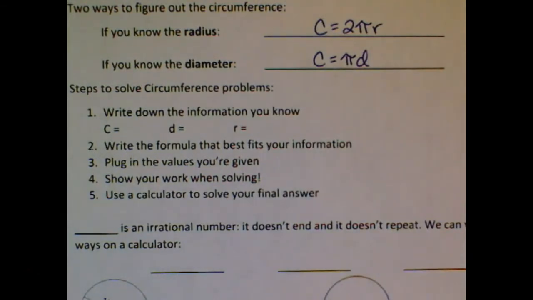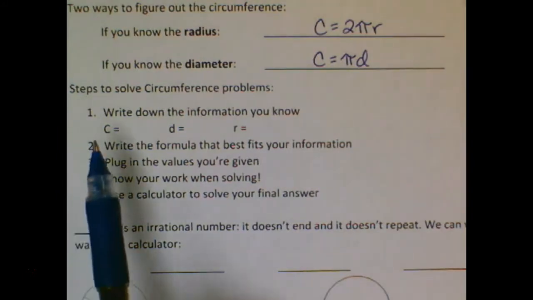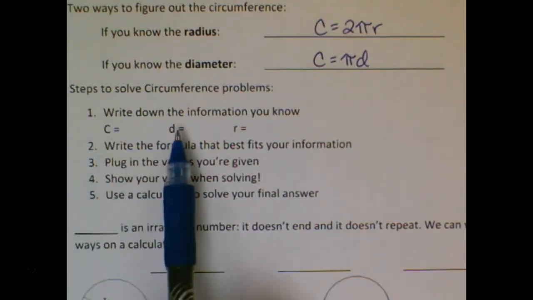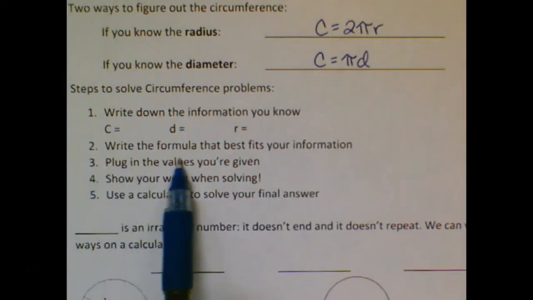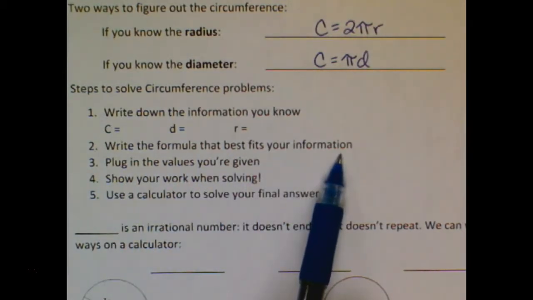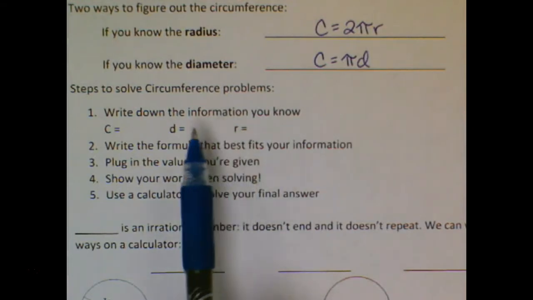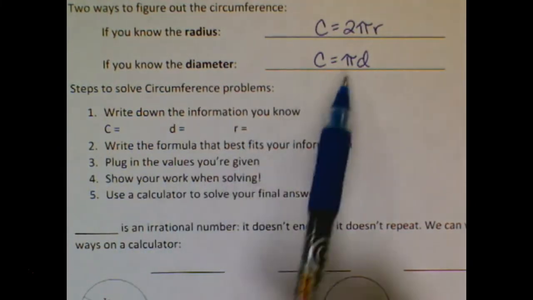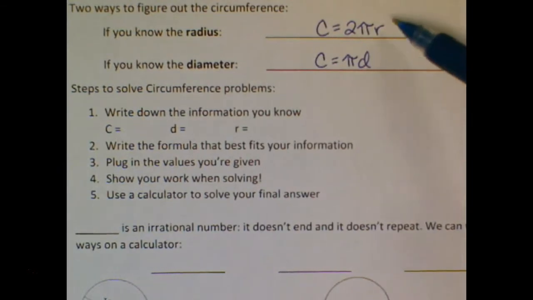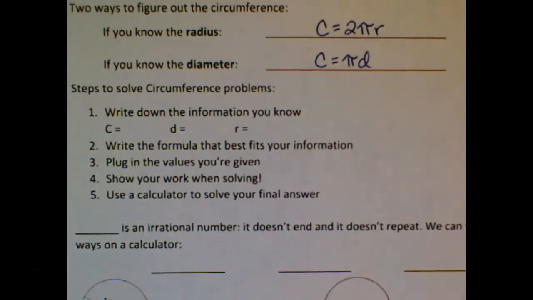All right. Let's take a look at some steps to solve circumference problems. First, we're going to write down the information you know. In each of the problems, you're either going to know the circumference, the diameter, or the radius, and then you will use these formulas to help you figure out what you don't know. Write the formula that best fits your information. Depending on if you are given the radius, you use that one, or if you're given diameter, you use that one. Or if you know the circumference and it's telling you to find either of these, you'll use a formula. If you're finding diameter, use this. If you're finding radius, use that. Plug in the values that you're given, show your work when solving, and then use a calculator to solve for your final answer.